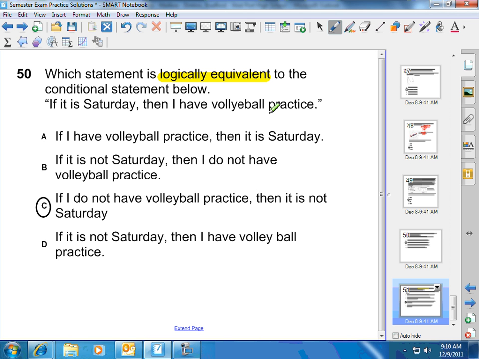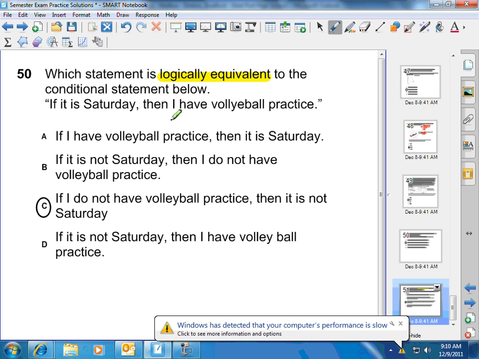So then we need to reverse or swap our if and then statements to get the contrapositive. So then I do not have volleyball practice becomes my if statement. If it is not Saturday becomes my then statement. So what I have is if I do not have volleyball practice, then it is not Saturday, which is answer choice C.